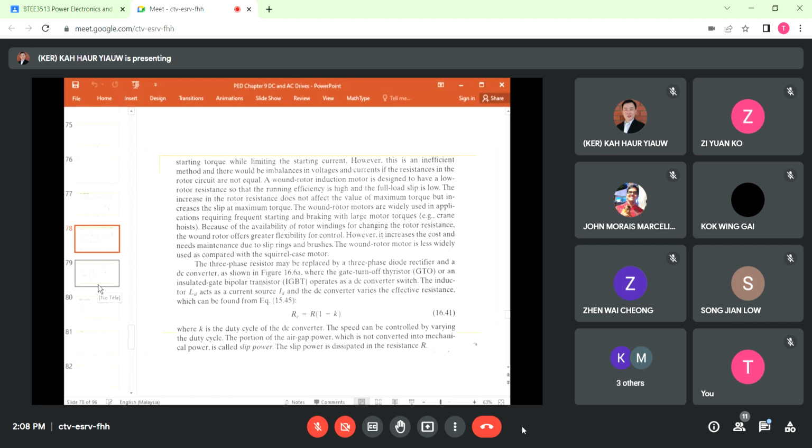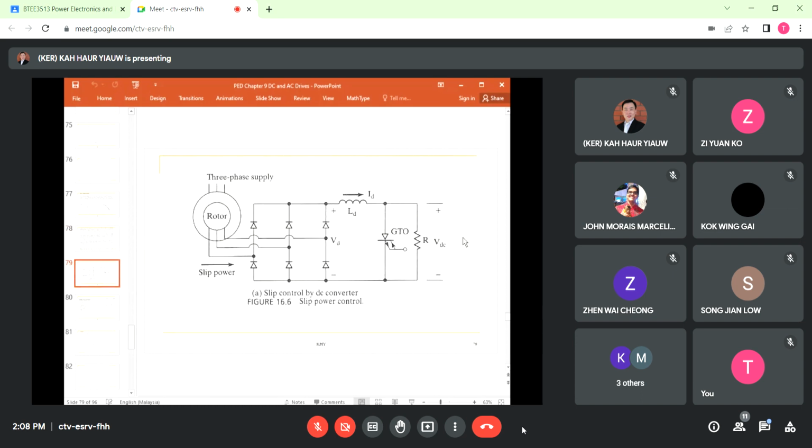The portion of the air gap power which is not converted into mechanical power is called slip power. The slip power is dissipated in the resistance R. This one.